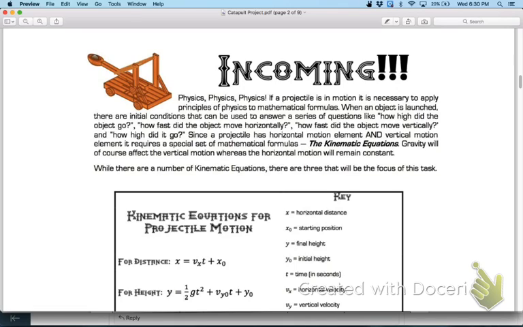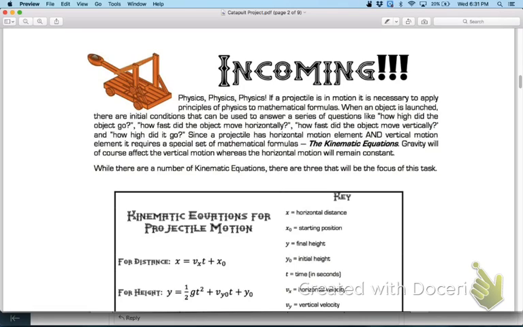And we've seen this already in a similar equation where we've talked about projectile motion in section 3.1. So when an object is launched, there's initial conditions that can be used to answer multiple questions. The ones that we're interested in are how high did the object go, how fast did the object move horizontally versus how fast did it move vertically, because those are different. Because it has both horizontal and vertical motion, we have to consider these kinematic equations to be able to take all of these things into account.